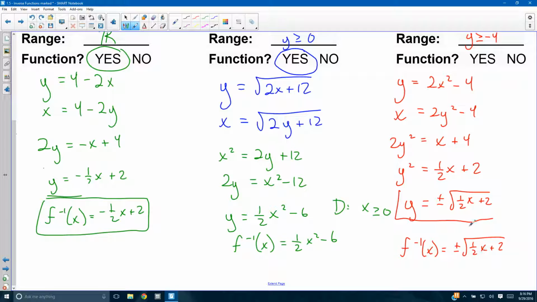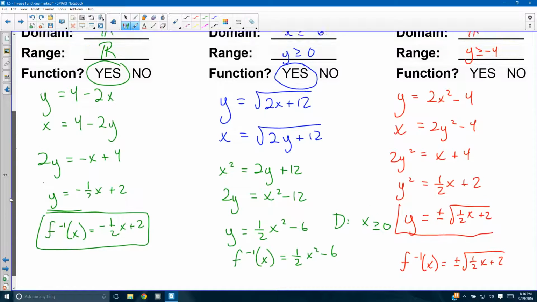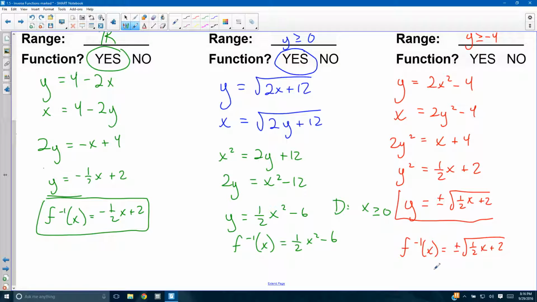Now, something to keep in mind here, although it looks like you'd be able to figure it out any sort of way, your domain for this guy is that x is greater than or equal to negative 4 for the very fact that y is greater than or equal to negative 4 here. But see if that works. If I substitute negative 4, what do I get? Half of negative 4 is negative 2. Negative 2 plus 2 is 0. Looks like negative 4 is the smallest value for x I could possibly get out, so that seems to match.